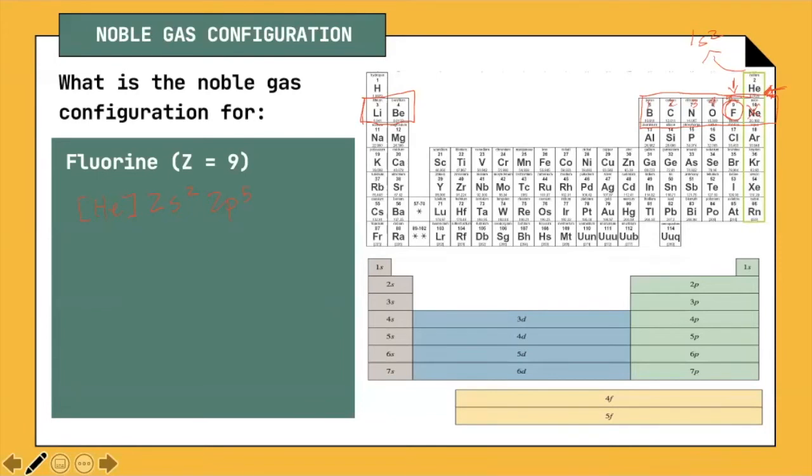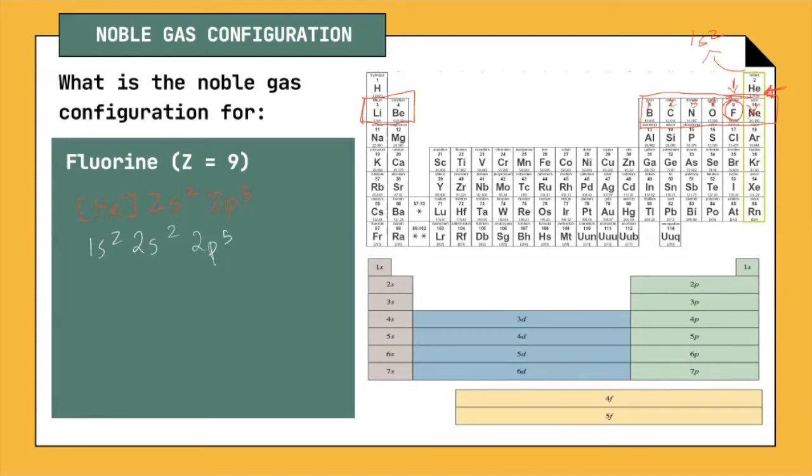So this would be the shortened version of the SPDF notation because we don't have to write everything. We just have to replace parts of the notation with the corresponding noble gas configuration. So if we would write the extended or the long version of the SPDF notation, that would be 1s2, 2s2, 2p5. Right? And if we would add the electrons, that would be equal to 9.